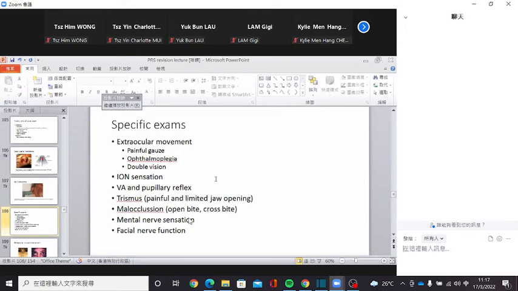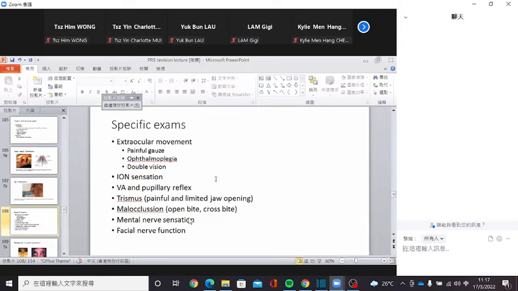So specific examination. Do it systematically. I will try to perform it from top to bottom. So check the extraocular movement, any ophthalmoplegia. If the patient tries to move their eyes, is it painful? Are they seeing any double vision? Check for the infraorbital nerve. Also check the visual acuity and pupillary reflex.